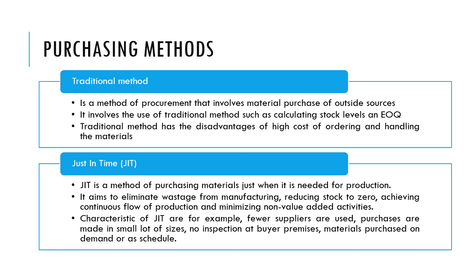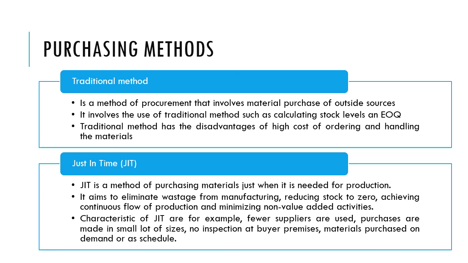However, the traditional method has the disadvantages of high cost of ordering and handling the material. Sometimes it's very costly for a company to manage their stock if they adopt the traditional method. On the other hand, there is another method that we can use, which is the just-in-time method. Instead of having a safety stock or a minimum level of stock, JIT says we only purchase when we need the product.